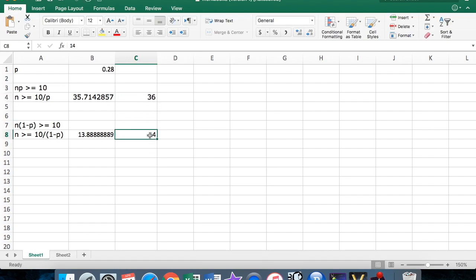So now the 14 is smaller than the 36, right? But 14 satisfies this condition, right? So that's okay. But the problem is the n you choose has to satisfy both conditions. So you have to go with the larger n, because the 36 is going to satisfy this condition. The 14 will not satisfy this condition, right? But the 36 will satisfy this condition and this one, because 36 is larger than 14. So 36 is the minimum size. So n would have to be at least 36.